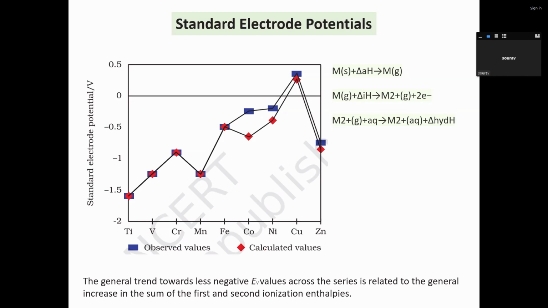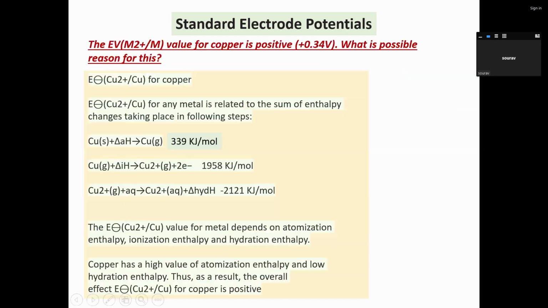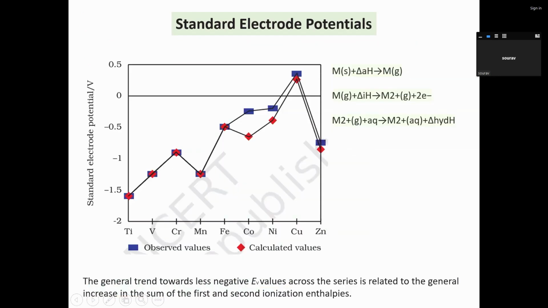So here, the standard electrode potential diagram is given. This is from titanium. From titanium to vanadium, then chromium, manganese, iron. The red one is the calculated value, and the blue one is the observed value. Calculated and observed values are more or less similar here.